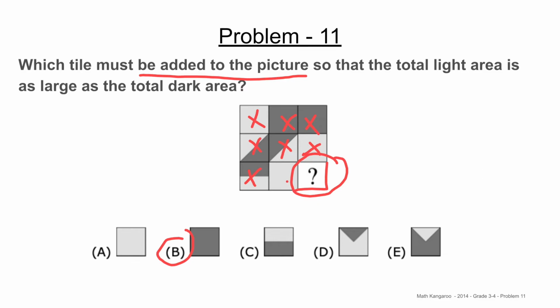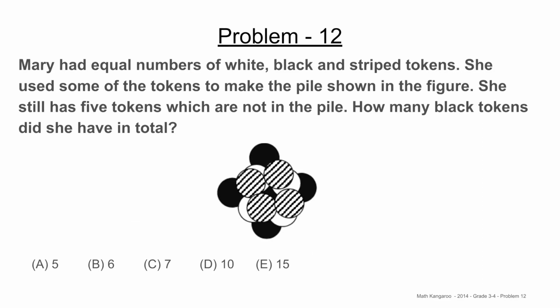Awesome. We solved it with the method of elimination again. Let's move on to problem 12. Mary had equal numbers of white, black, and striped tokens. She used some of the tokens to make the pile shown in the figure. She still has 5 tokens which are not in the pile. How many black tokens did she have in total?